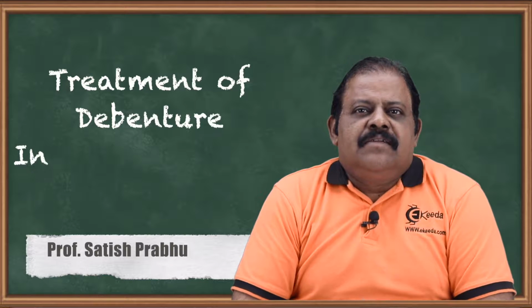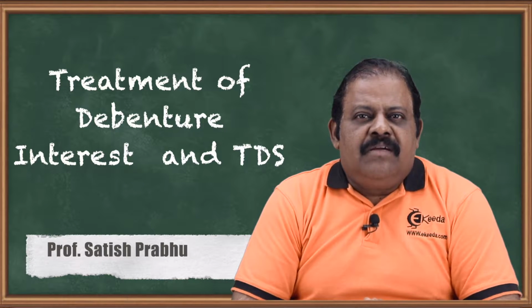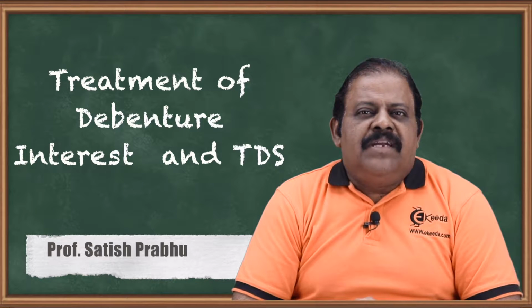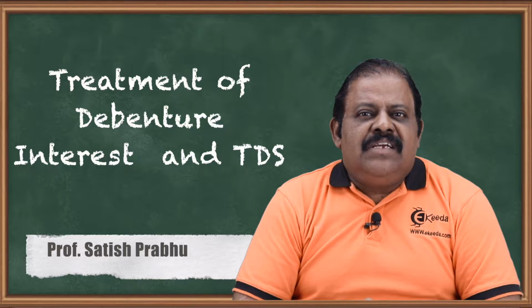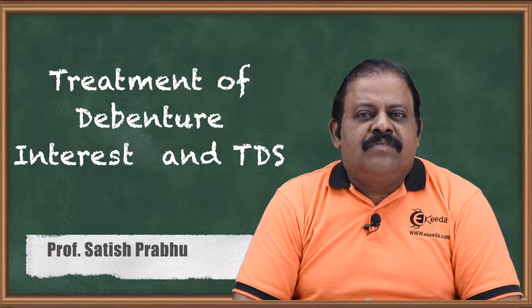Hello friends, debenture is a debt. It is a loan taken by company from debenture holders. On this amount, company is required to pay interest, which we call as a debenture interest. This debenture interest is income for the debenture holder, on which company is required to deduct tax, which is called as tax deducted at source.